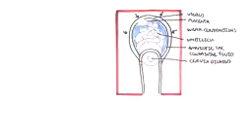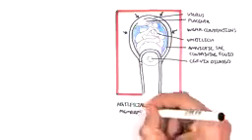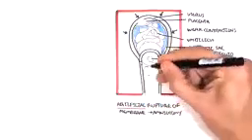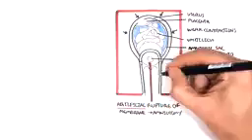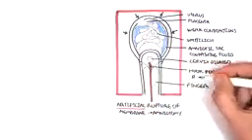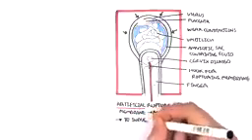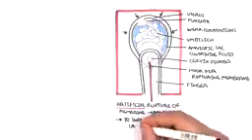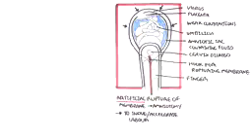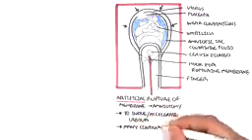Artificial rupture of membranes is also known as amniotomy, which is where a doctor or midwife will rupture the amniotic sac with a sort of small hook. And this can induce or it can accelerate labor. However, there are many contraindications of artificial rupture of membranes.